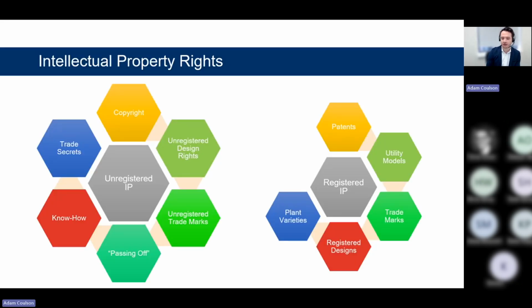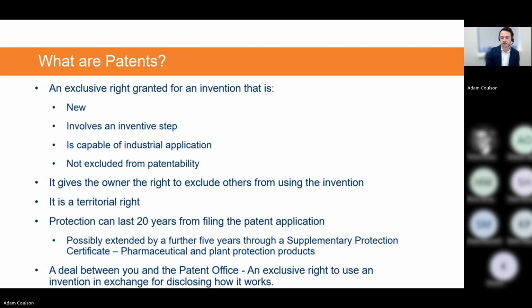Okay, so just a very quick overview of the various intellectual property rights. So there's numerous intellectual property rights, and these are split into two main categories. That is unregistered IP and registered IP. The focus of this talk today is going to be on patents, which, as you can see, is a form of registrable IP. So what are patents?